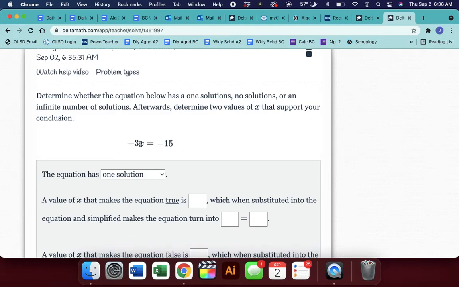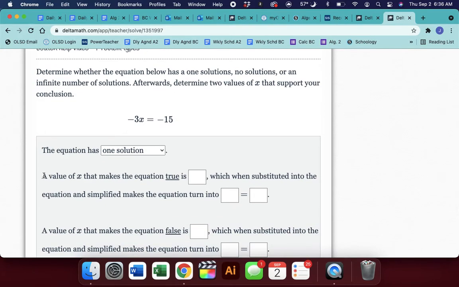Positive 5, negative 3 times positive 5 would give us negative 15. So a value of x that makes the equation true, in fact the only value that makes it true, is 5, which when substituted into the equation and simplified makes the equation turn into, so if we actually throw a 5 in here, what would we get? We would get negative 3 times 5, which is negative 15. And on the right, you get negative 15.